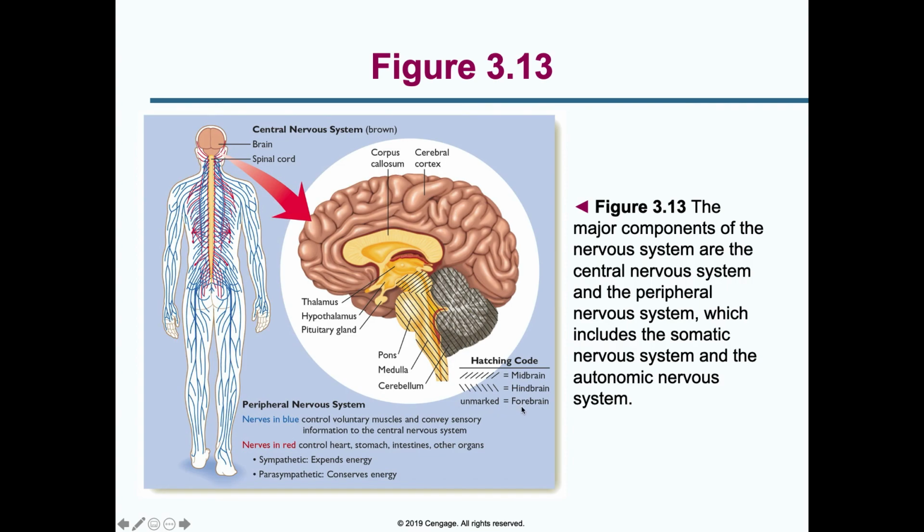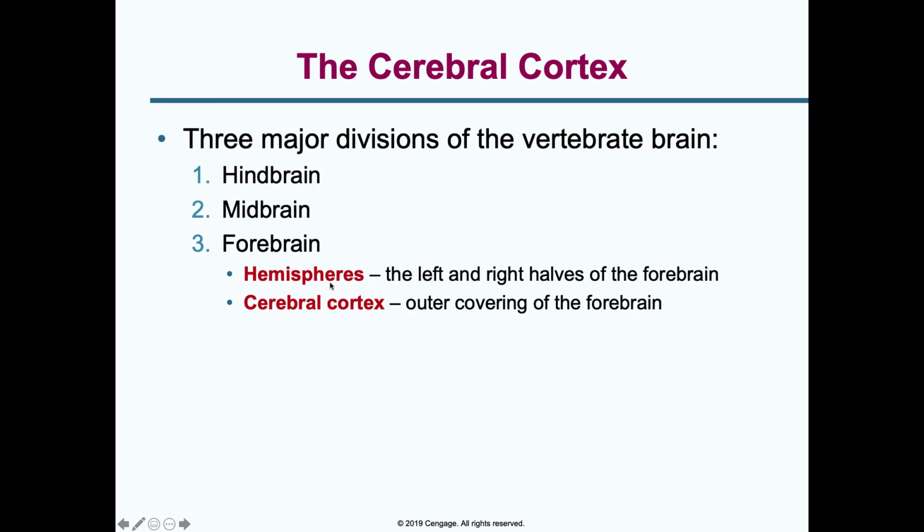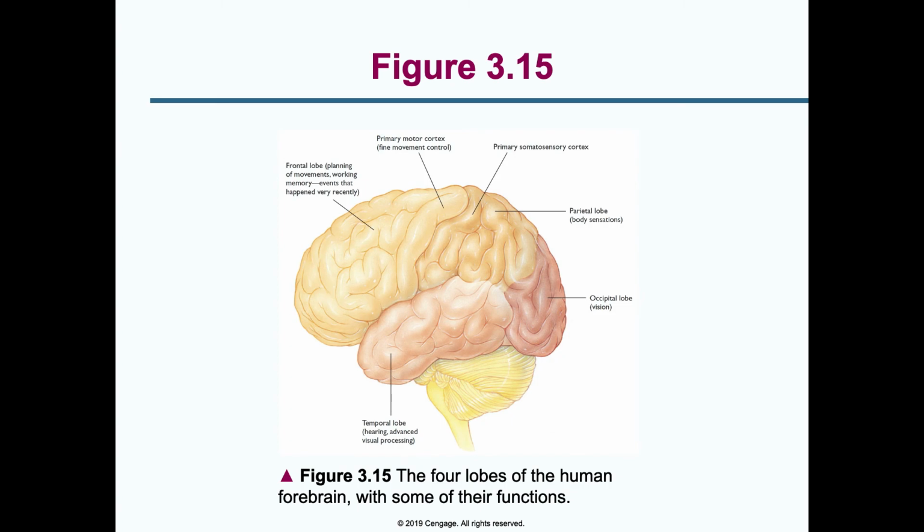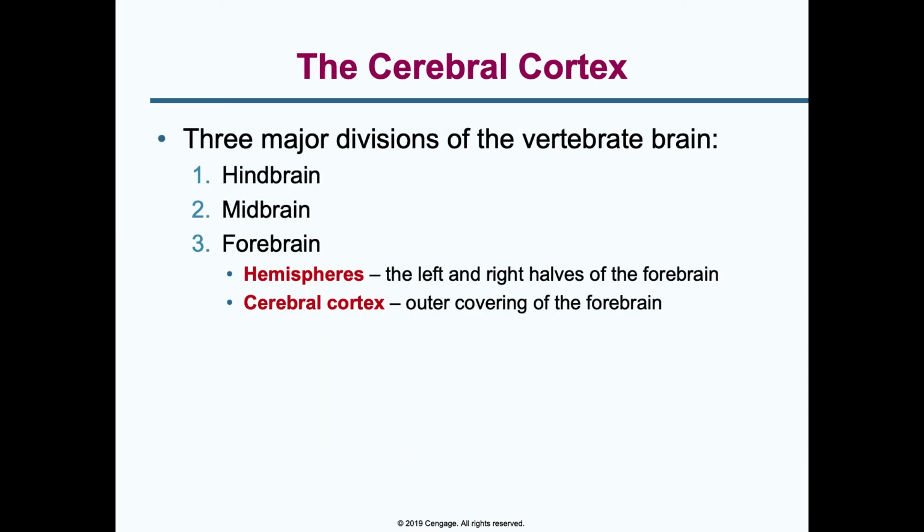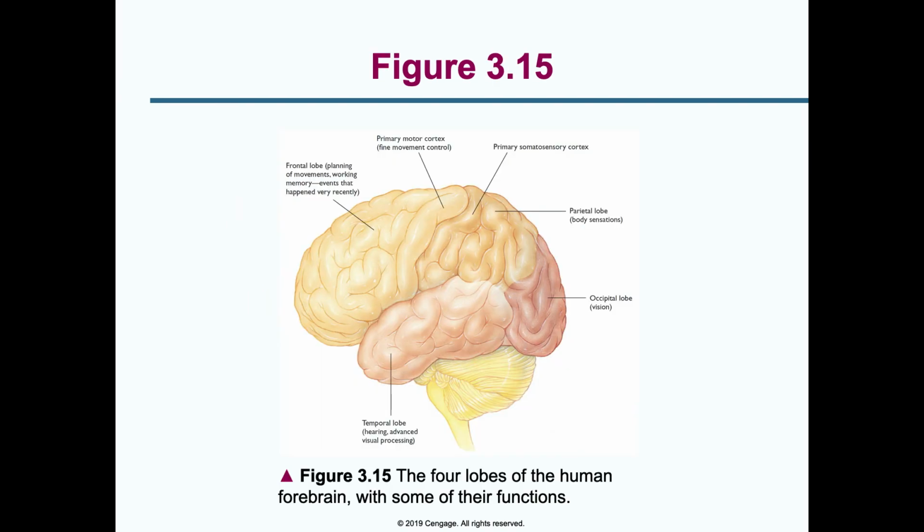And the reason is that the forebrain contains the hemispheres, which is the left and right halves. Each half of the brain controls the other half, which we're going to talk about in a minute. And then we have the cerebral cortex, which is just an outer covering of the brain. All right, so just keep those three parts of the brain in your own brain, okay? Then we have these lobes of the forebrain. So if we take the forebrain, remember forebrain is the one we were just talking about as one of the divisions. There are lobes that go with it.